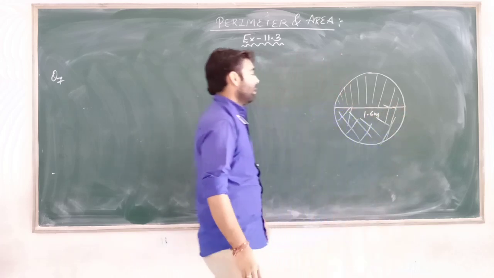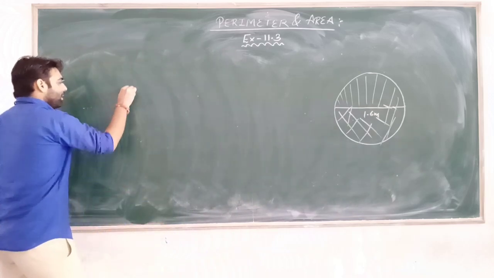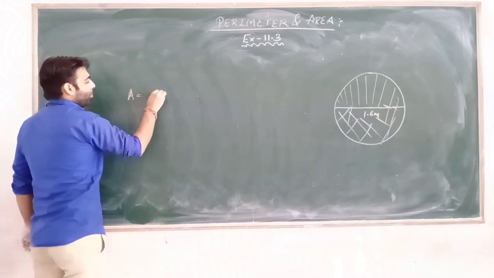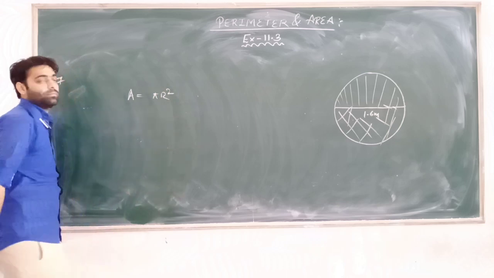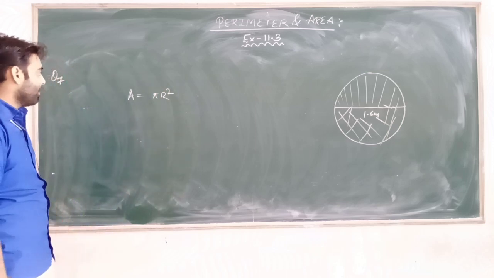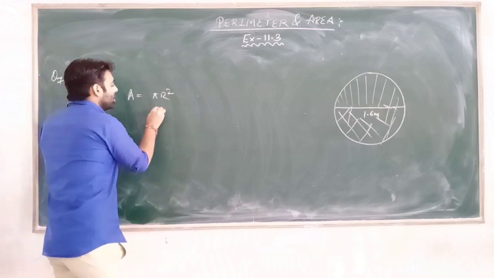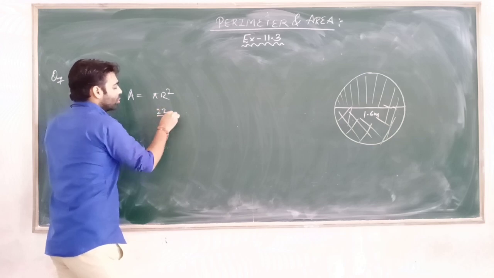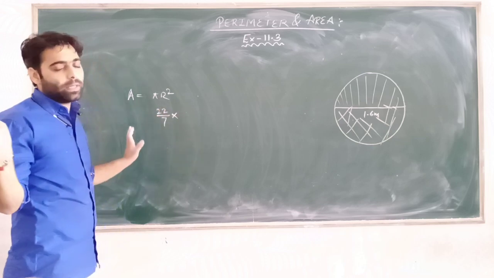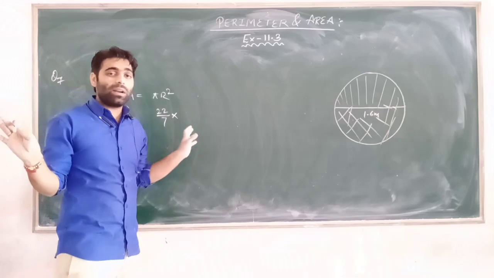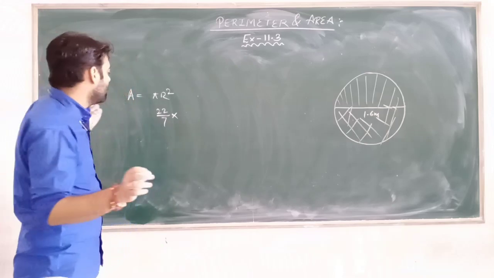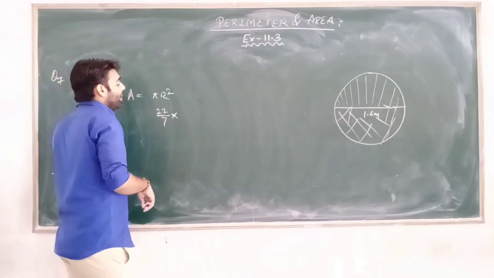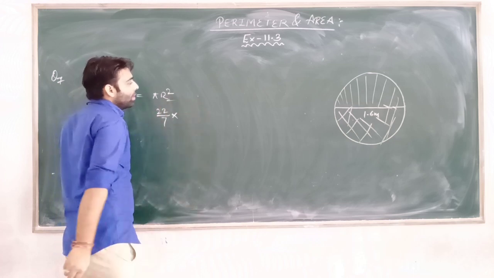The formula for area will be A equals pi r square. We know the value of pi is equal to 22 upon 7. Suppose in the question 3.14 has been given, you can put that over this. But for easy calculation, I am going to do this right now. 22 upon 7. What is the value of r?